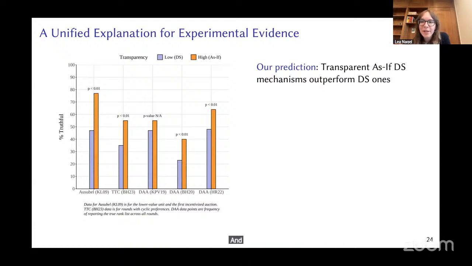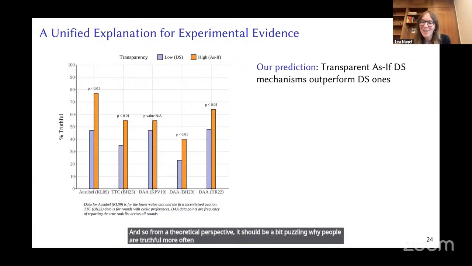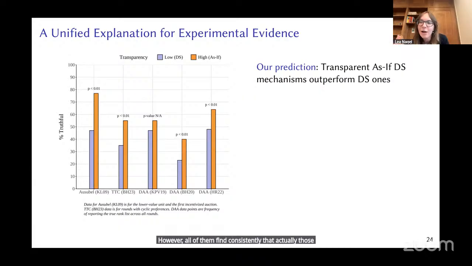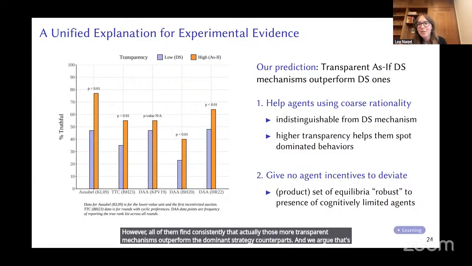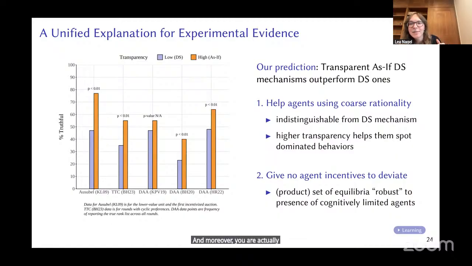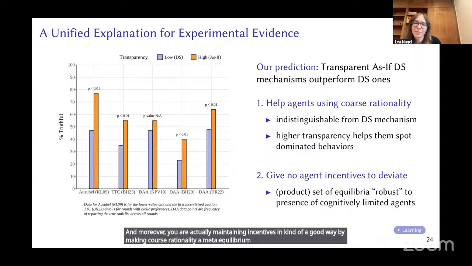And so from a theoretical perspective, it should be a bit puzzling why people are truthful more often after I took away the dominant strategy property of the truthful strategy, right? However, all of them find consistently that those more transparent mechanisms outperform the dominant strategy counterparts. And we argue that's because now some of the deviations are obviously dominated. So some of the deviations are much easier to see as dominated. And moreover, you are maintaining incentives in a good way by making coarse rationality a meta-equilibrium of these mechanisms. Okay.